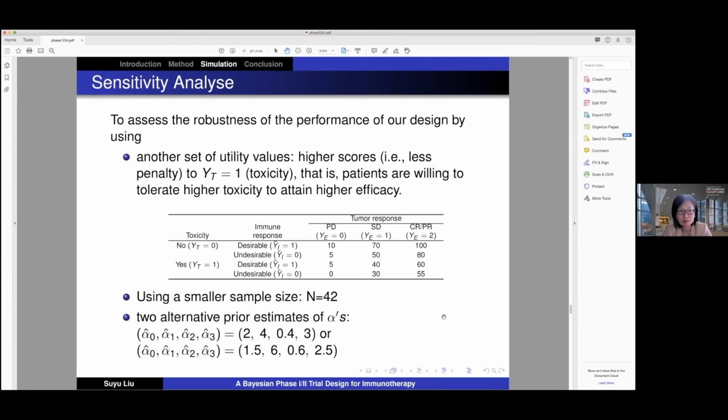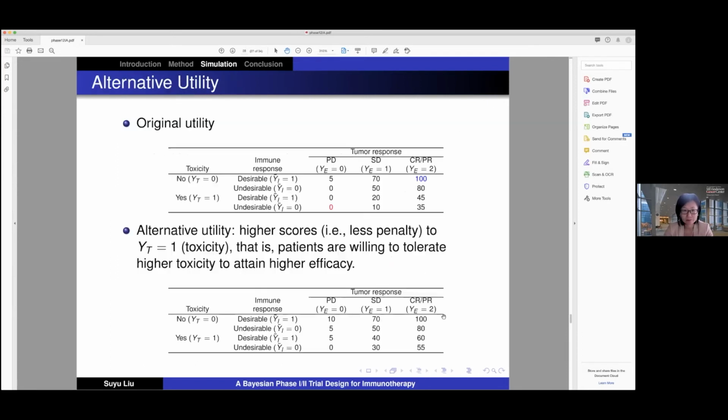We also did some sensitivity analysis for the proposed design. We assessed the robustness of the performance of the design by using another set of utility values, a smaller sample size, and two alternative priors for the alpha parameters. First, the alternative utilities: the top section is our original utility, and the bottom part is the alternative utility. As you can see, the difference is in this section.